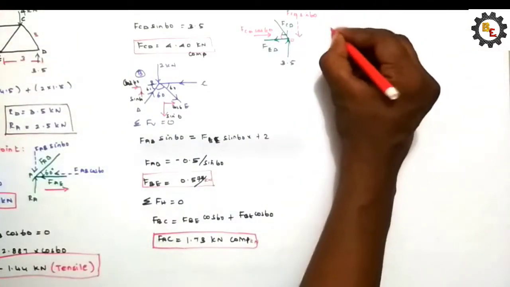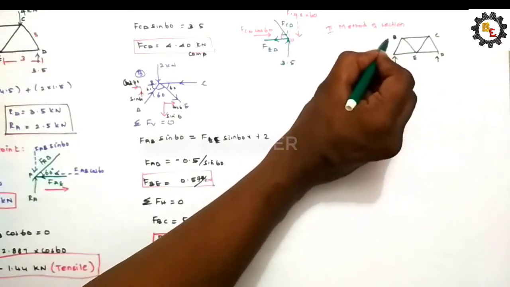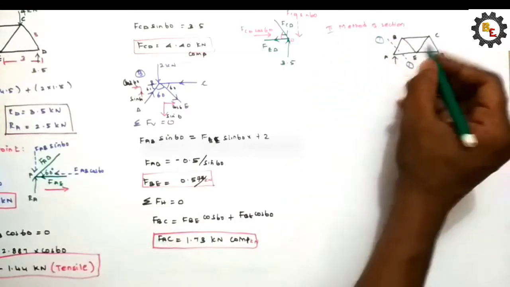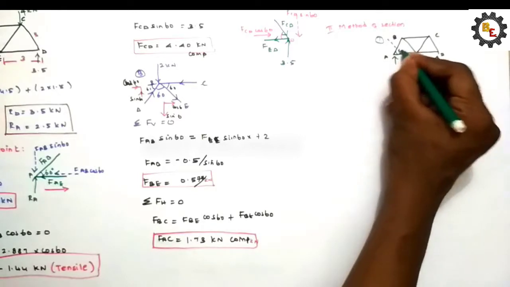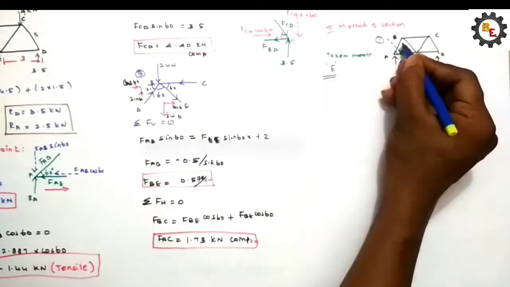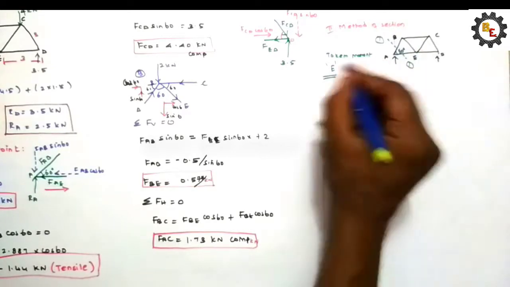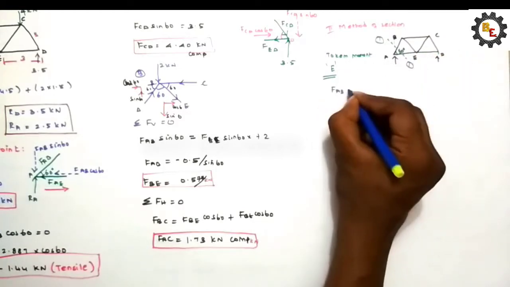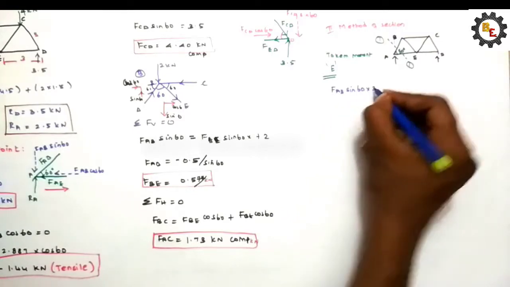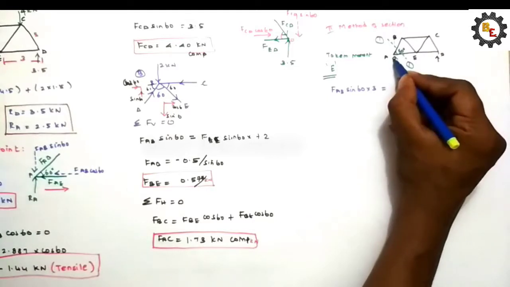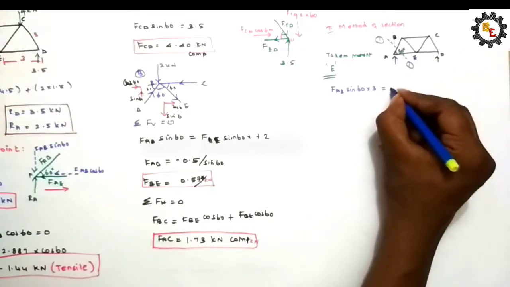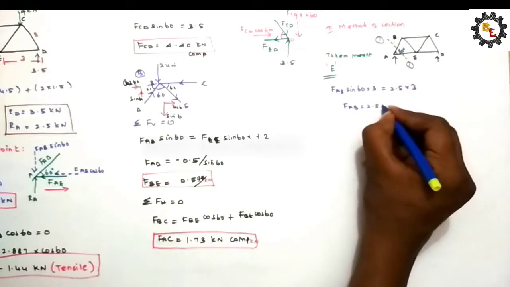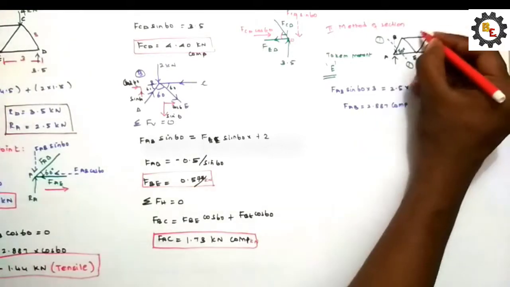Next, let's solve by method of sections. Now let me draw the section line 1-1. So now take the moment at E, this 60 degree, FAB sin 60 into 3. This length is 3 because all members' length is 3. FAB sin 60 into 3 is equal to RA into 3, RA is 2.5 into 3. We will get FAB equal 2.887 compressive force.